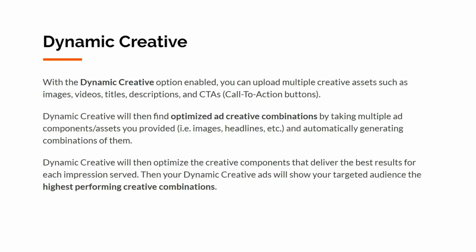Dynamic creative. With the dynamic creative option enabled, you can upload multiple creative assets such as videos, images, titles, descriptions, and call to action buttons. Dynamic creative will then find optimized ad creative combinations by taking multiple ad components or assets you provided, these headlines, images, and so on, and automatically generate combinations of them. Dynamic creative will then optimize the creative components that deliver the best results for each impression served. Then your dynamic creative ads will show your targeted audiences the highest performing creative combinations.